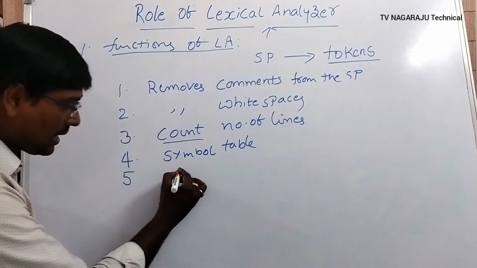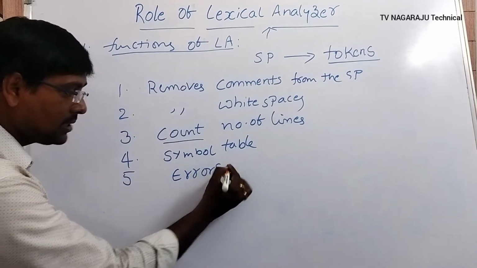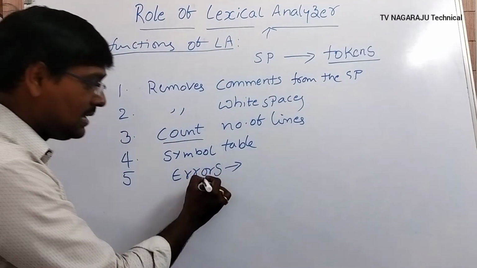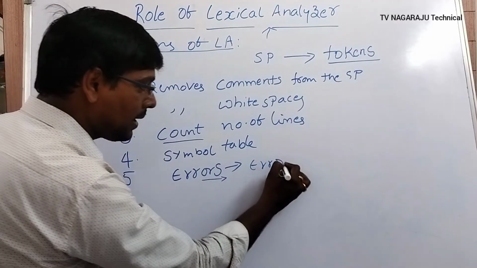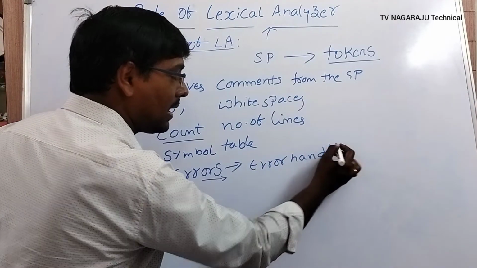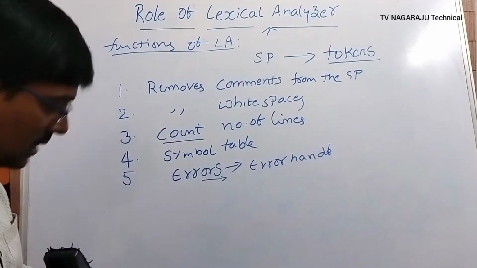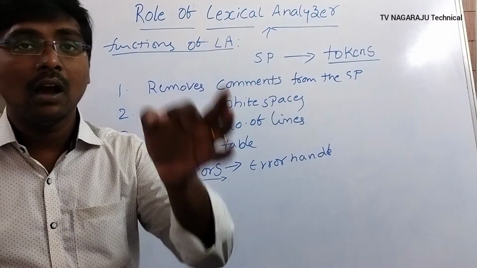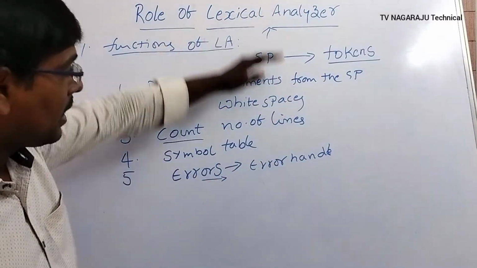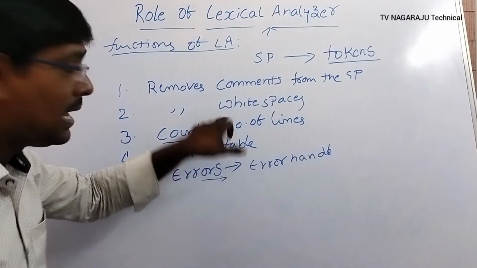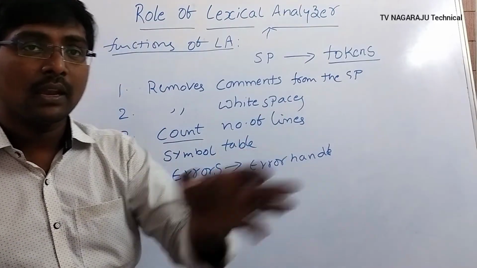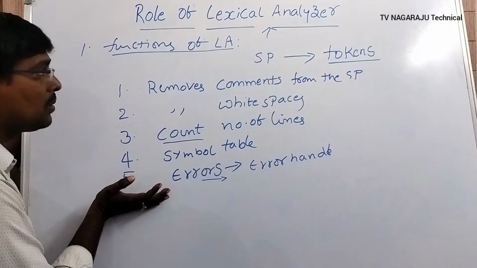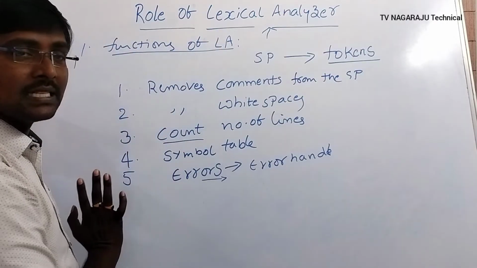Finally, the lexical analyzer generates some errors. Actually, the errors are detected by the lexical analyzer, but they are given to an error handler. The errors are given to the error handler with the line number and column number of the error. That is, in the entire program it counts the lines: at which line and at which column the error occurred. The entire information of the error is given to the error handler. These are some of the functions provided by the lexical analyzer.